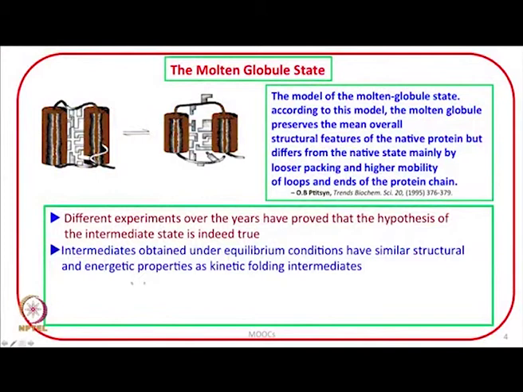Direct application of calorimetry can give quantitative information. We will discuss how that information can be achieved in today's lecture. Let us take a look at the next comment. Intermediates obtained under equilibrium conditions have similar structural and energetic properties as kinetic folding intermediates. This comment is based upon the literature information.